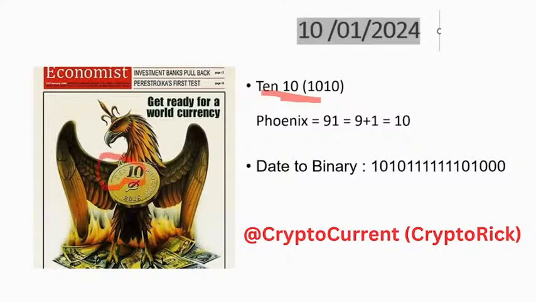10-10 on the Phoenix. The Phoenix, as you know, is 91 in Chaldean. 9 plus 1 equals 10, right? So of course it was released on a 10 date. So this proves that the Phoenix is clearly referring to Bitcoin.